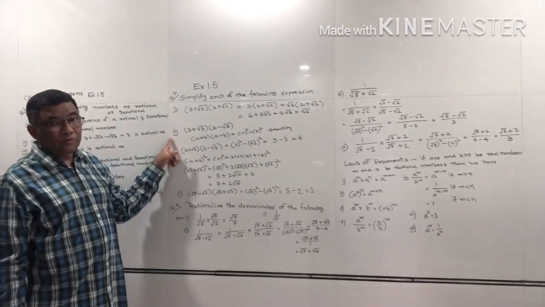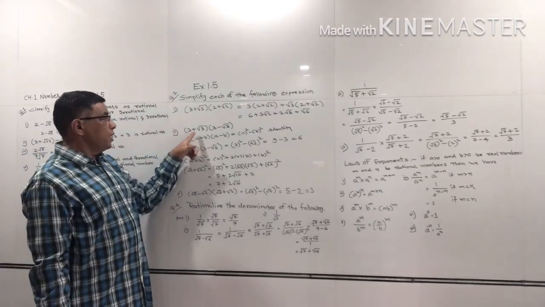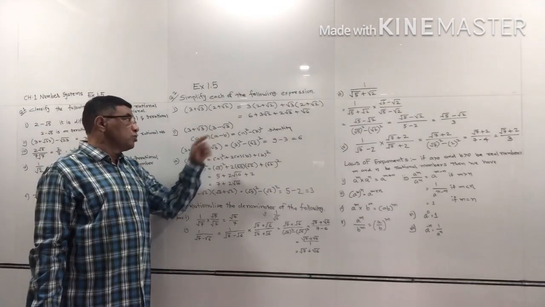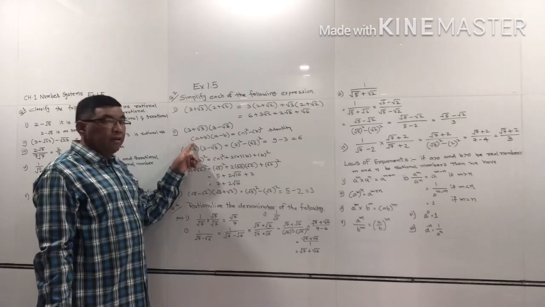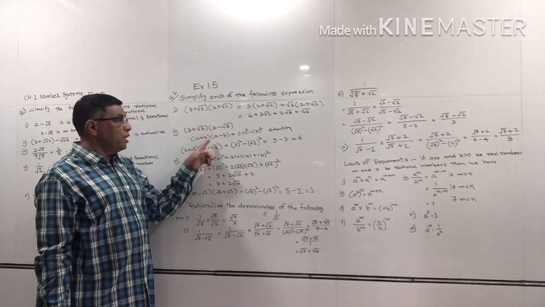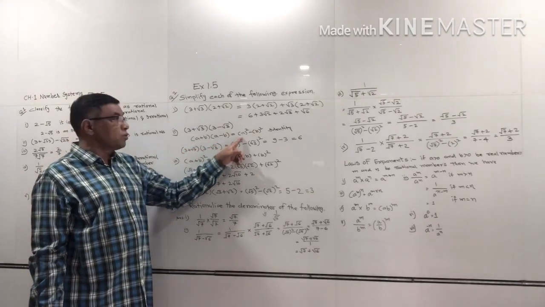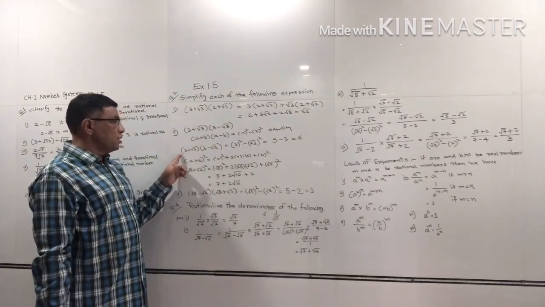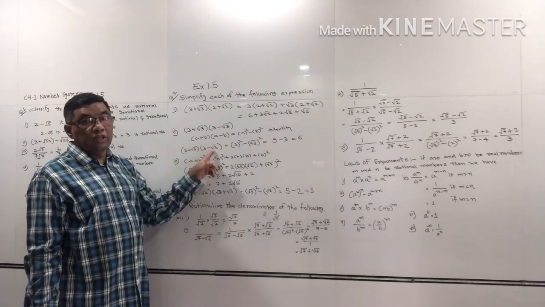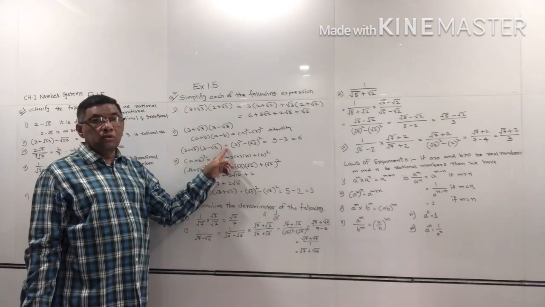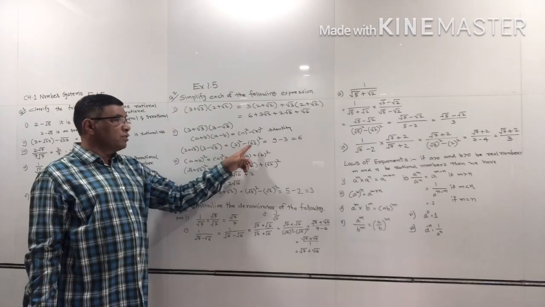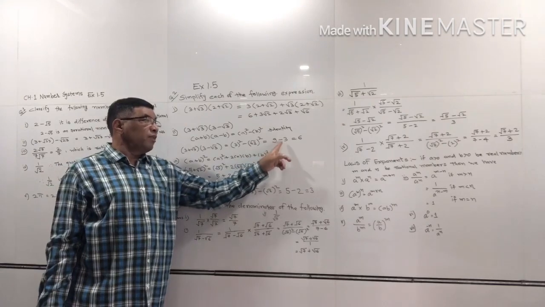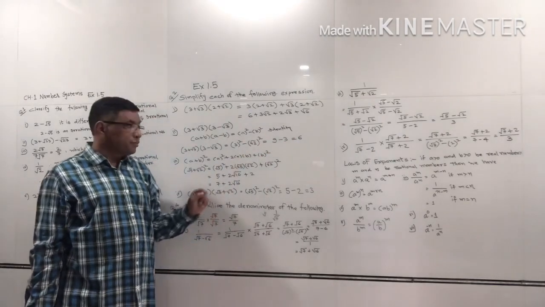Second question, that is 3 plus root 3 into another bracket 3 minus root 3. So here we apply the identity (a plus b)(a minus b) is equal to a square minus b square. According to this identity, (3 plus root 3)(3 minus root 3) is equal to 3 square minus root 3 square. 3 square is 9, root 3 square is 3, 9 minus 3 equal to 6.